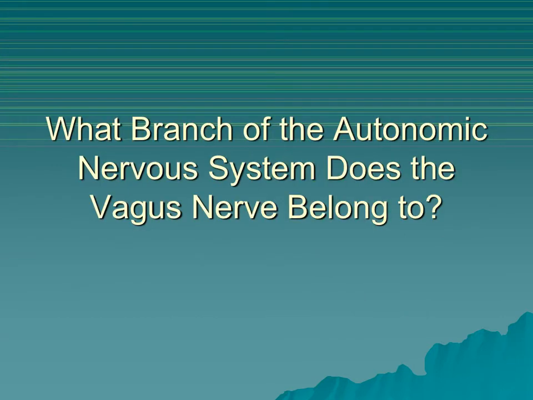So, to get into this experiment, what branch of the autonomic nervous system does the vagus nerve belong to? Well, from what we've covered so far in this course, you should have a pretty good idea of what that answer would be. Okay, so the vagus nerve, does that ring any bells? It should. It's cranial nerve number 10. And when we were looking at cranial nerves, the vagus nerve is part of the parasympathetic nervous system.